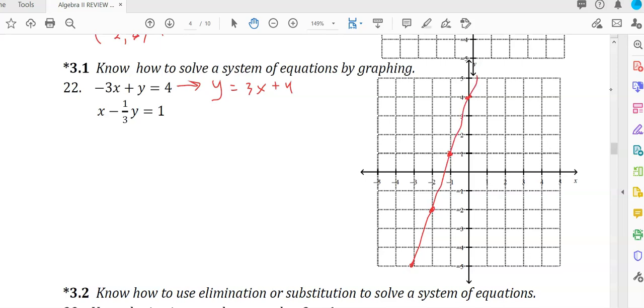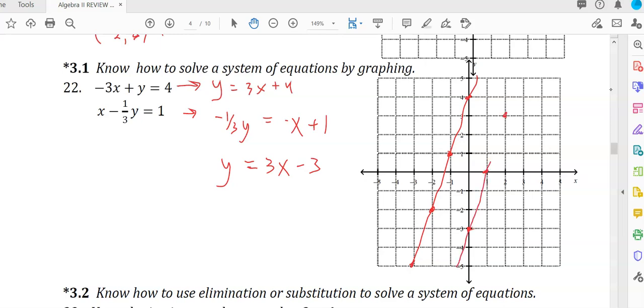And this one, if I subtract x, so that would be negative 1/3 y equals negative x plus 1. Let's multiply everything by negative 3. So if I do that, I get y equals 3x minus 3. So negative 3, slope is 3.